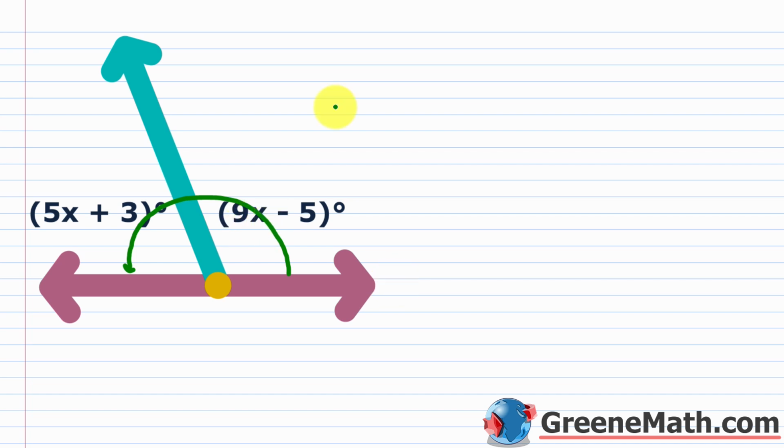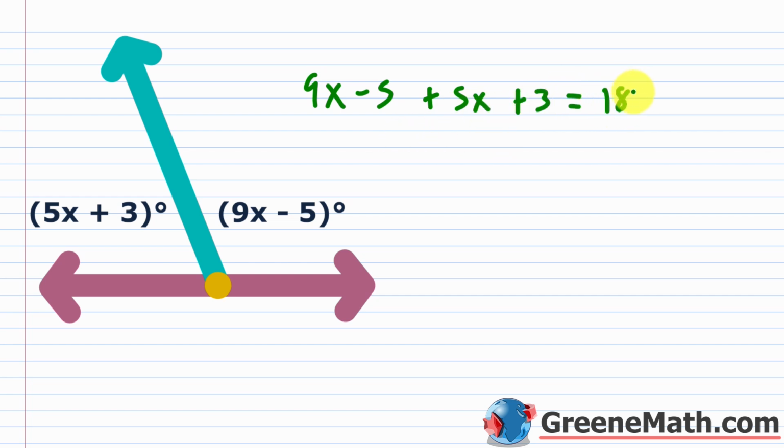You have this angle here that's 9x minus 5 degrees, so 9x minus 5. You have this angle over here, which is 5x plus 3 degrees. So I just put those two as a sum. So 9x minus 5 plus 5x plus 3. So I've got my sum going there. And I set it equal to 180 for 180 degrees. Again, that is the full angle. If I consider this all the way from here to here, it's 180 degrees.